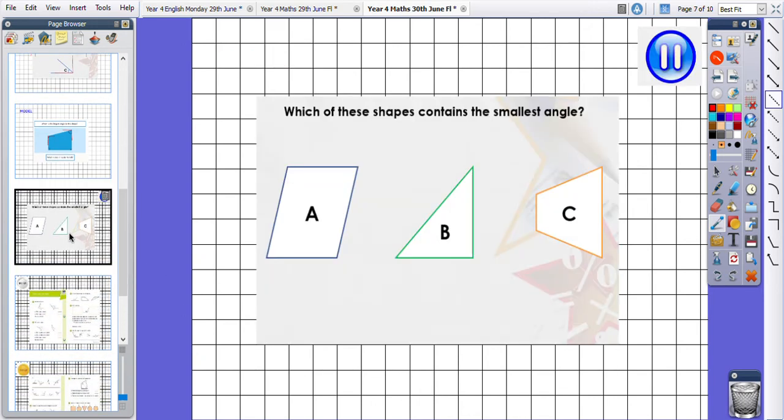And now again, it is your turn. So have a look at these angles and which of these shapes contains the smallest angle. Off you go.